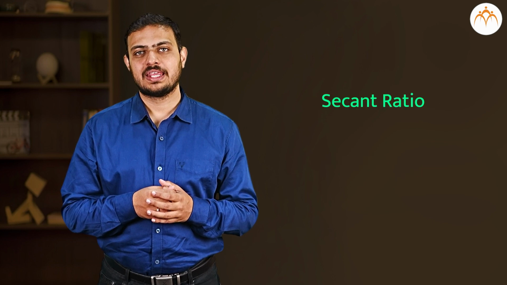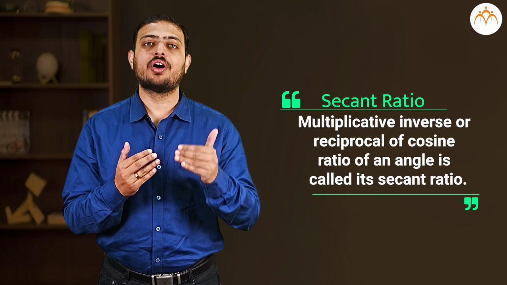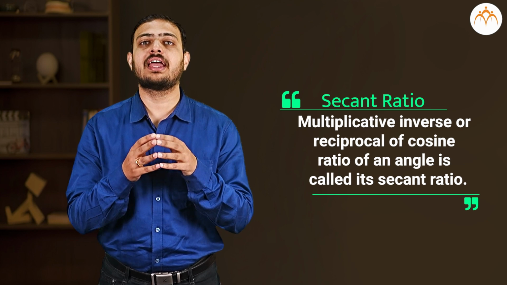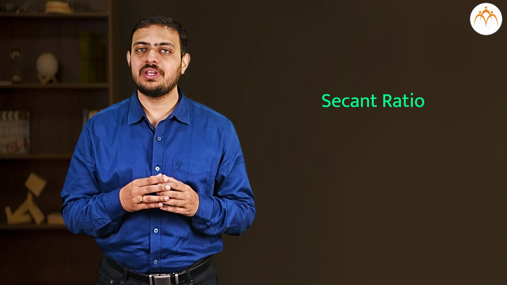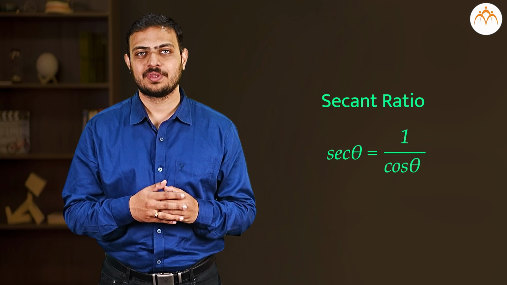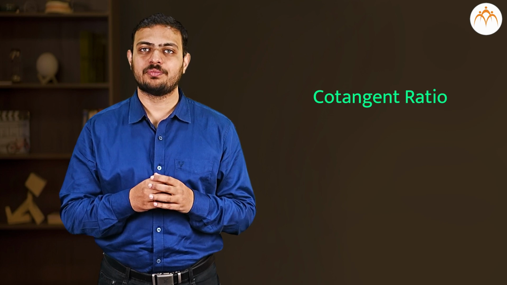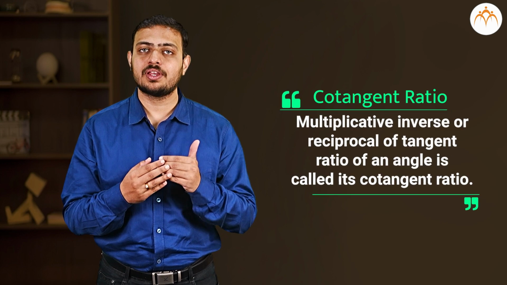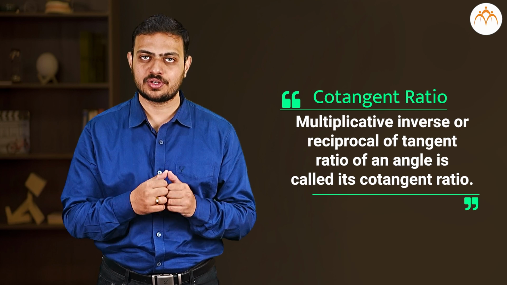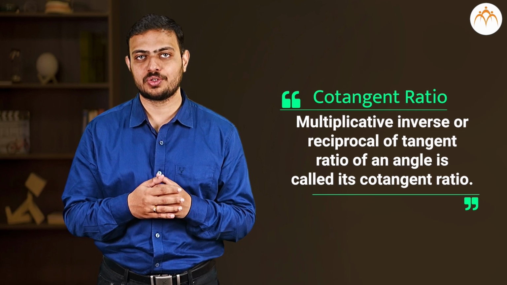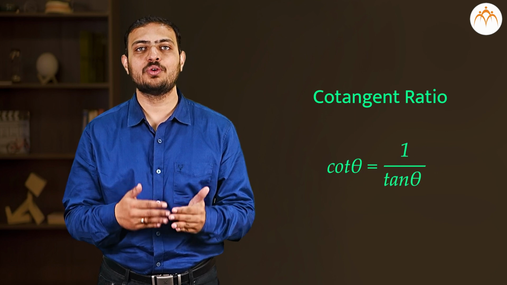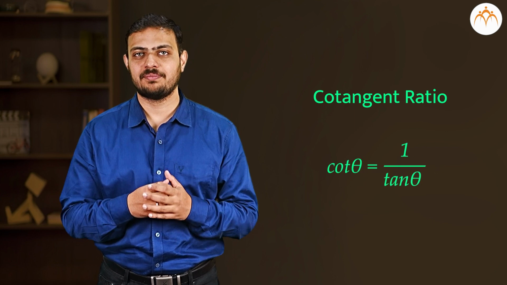Secant ratio. Multiplicative inverse or reciprocal of cosine ratio of an angle is called its secant ratio. It is written in brief as sec theta equal to 1 upon cos theta. Cotangent ratio. Multiplicative inverse or reciprocal of tangent ratio of an angle is called its cotangent ratio. It is written in brief as cot theta equal to 1 upon tan theta.